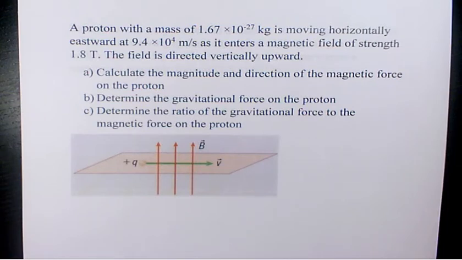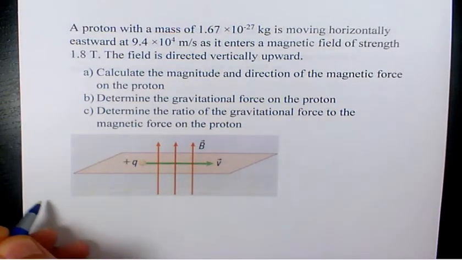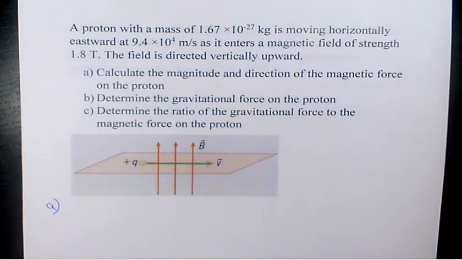Determine the gravitational force on the proton, and determine the ratio of the gravitational force to the magnetic force on the proton. So the first thing I'm going to do is part A. Part A is saying to find out the direction and magnitude of the magnetic force.